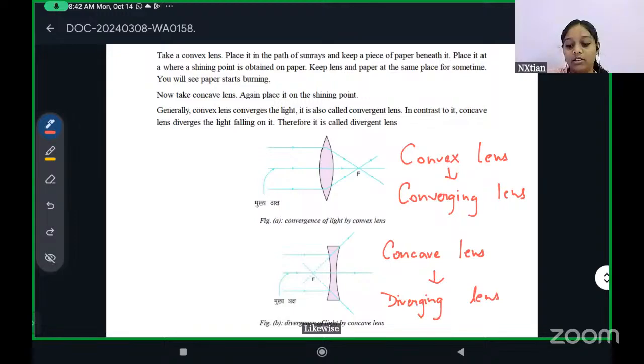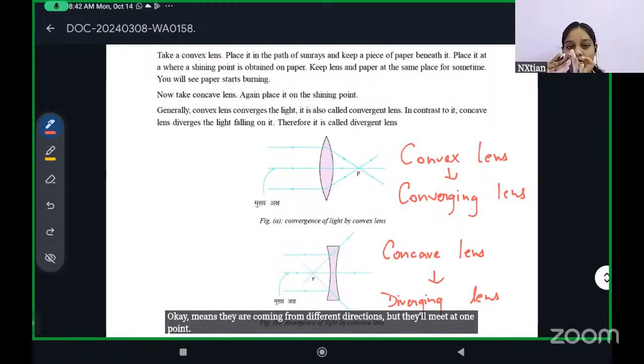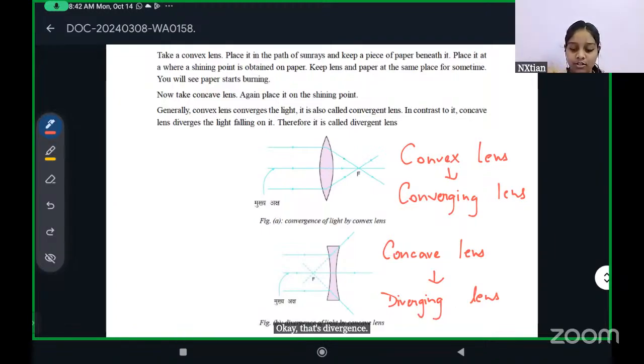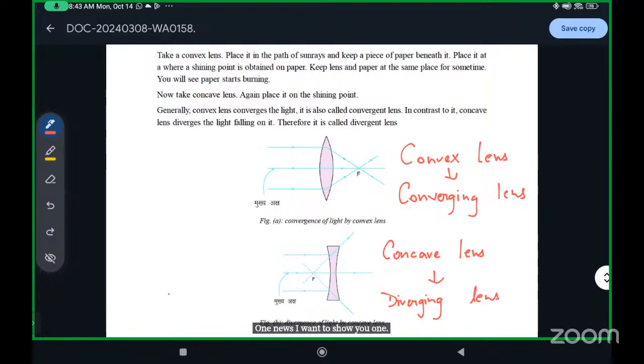Because in a convex lens, light rays will converge at one point. Means they are coming from different directions, but they'll meet at one point. That's convergence. In a diverging lens, they will diverge at different places. One image I want to show you all, just give me 1 minute, of this convergence and divergence.